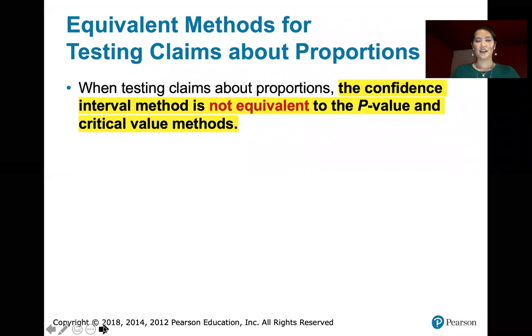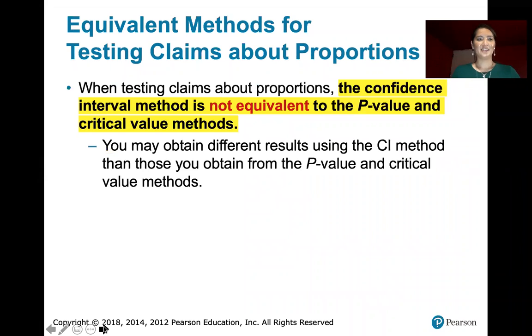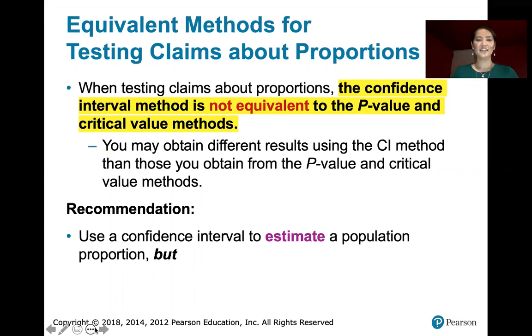So we said that those three methods are not equivalent. The last two are equivalent. The confidence interval method is not. And here's the recommendation. Confidence intervals should be used to estimate a population proportion because they are based on assumptions about p-hat, but they're not based on assumptions about the population proportion itself. That's why the standard deviation that we're using in the confidence interval derivation does not include a population proportion, because we're trying to figure out what the population proportion is.